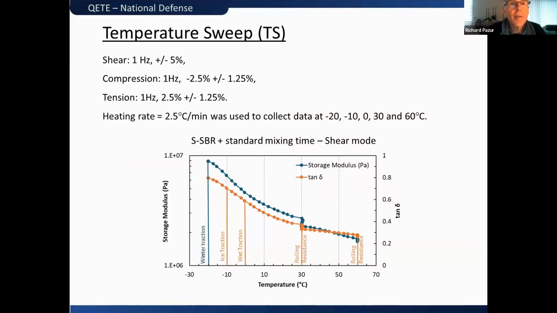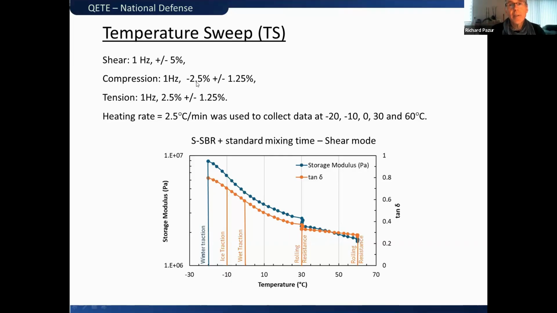Now let's go to temperature sweep. So for the tire testing and tire prediction, temperature sweep is very important. And I give you here the different experimental setups that we do use. So I talked about the shear, compression, also 1 hertz.